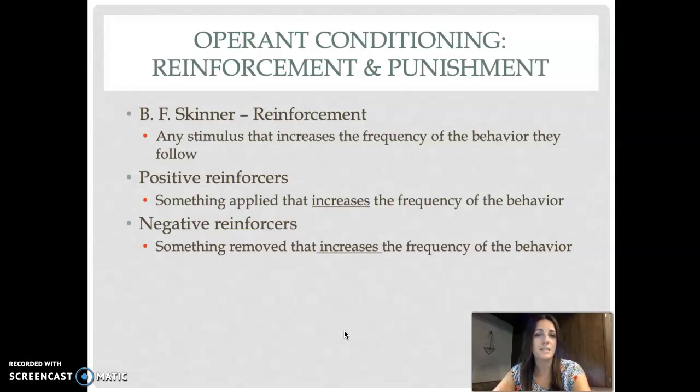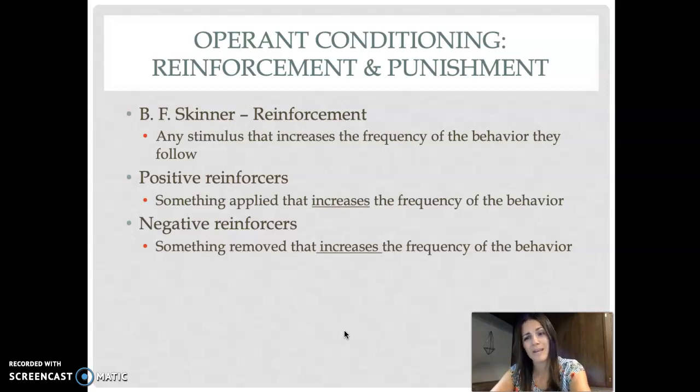So reinforcement is any stimulus that increases the frequency of the behavior that it follows. There are positive reinforcers and negative reinforcers. With positive reinforcers, something is applied, and it increases the frequency of the behavior. With negative reinforcers, something is removed, and it increases the frequency of the behavior. Super important to note is that positive and negative in this situation doesn't mean good or bad. Positive means something is given, increased, applied, and negative means something is taken away. But all of it has the goal of increasing a behavior.